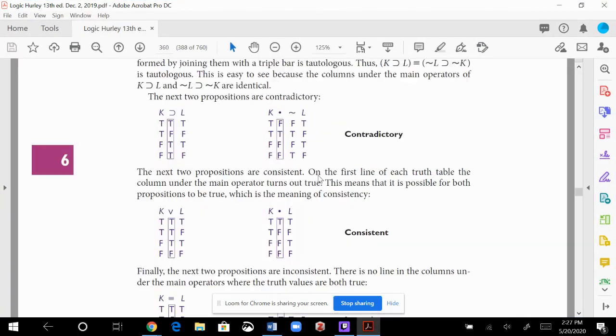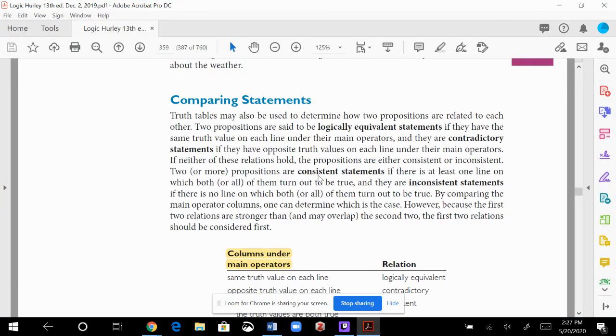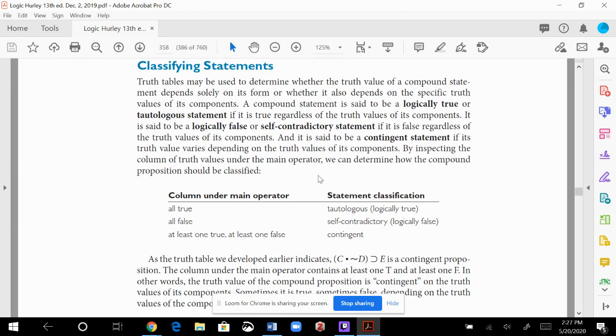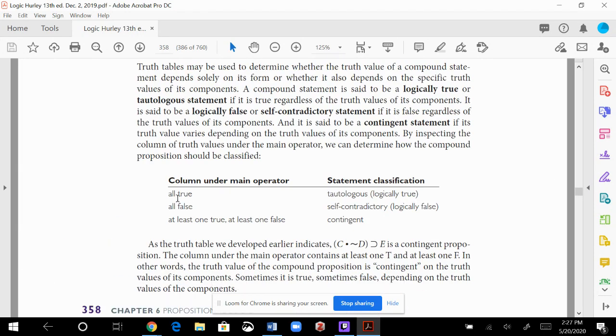When you classify a statement, you're going to have three options. If all the truth values are true, the statement is tautologous, it's logically true. If they're all false, it's self-contradictory or logically false. And if at least one is true and at least one is false, the whole thing's contingent. Once again, we're looking at a statement.